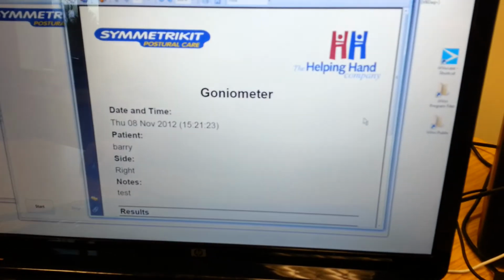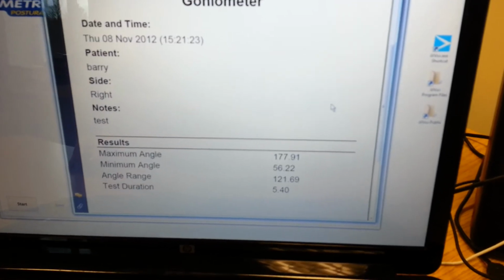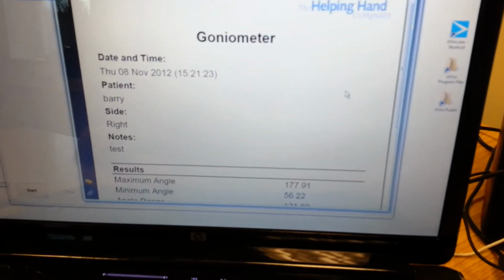Again, shows a PDF showing similar kind of information. Okay.